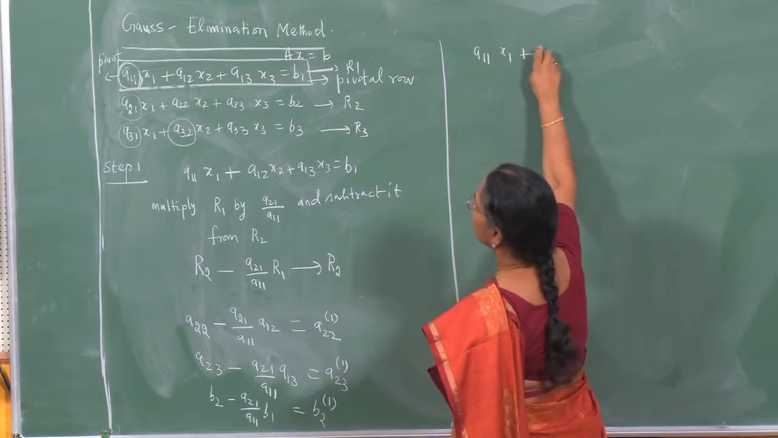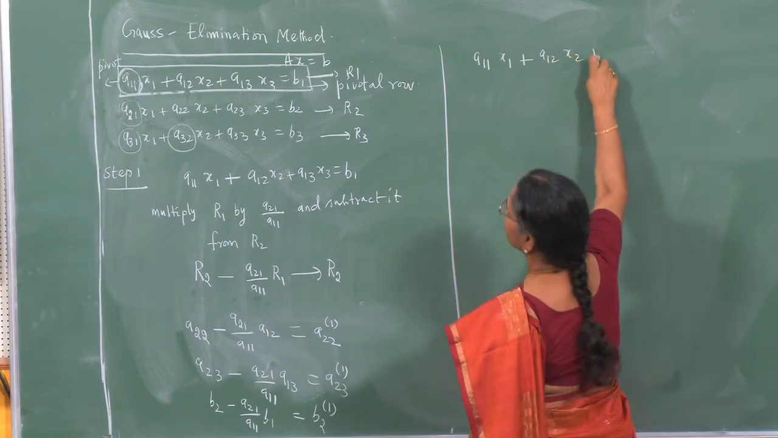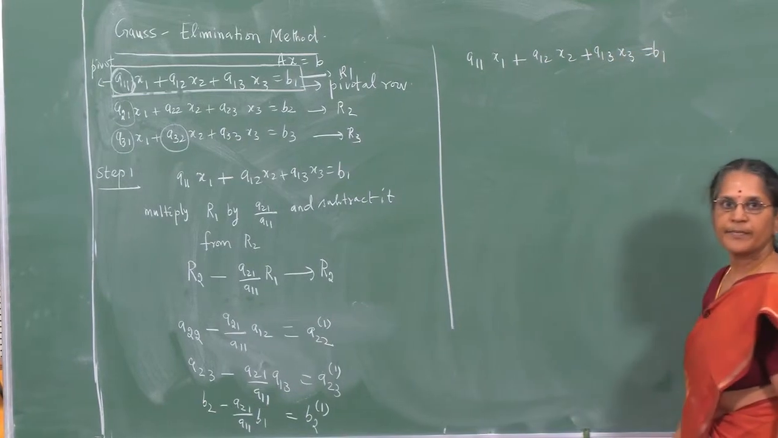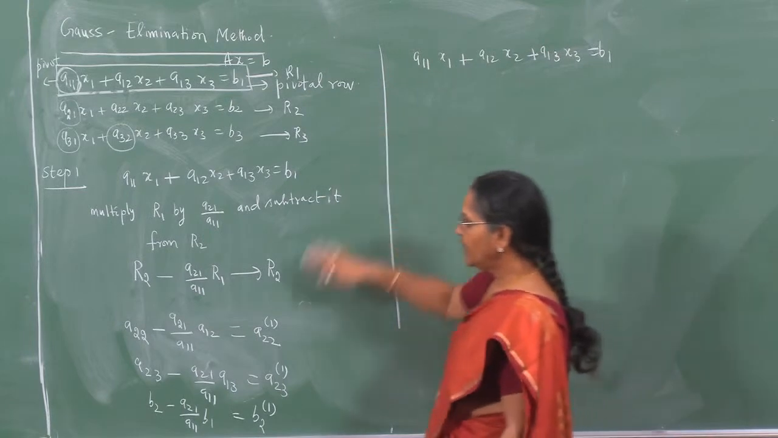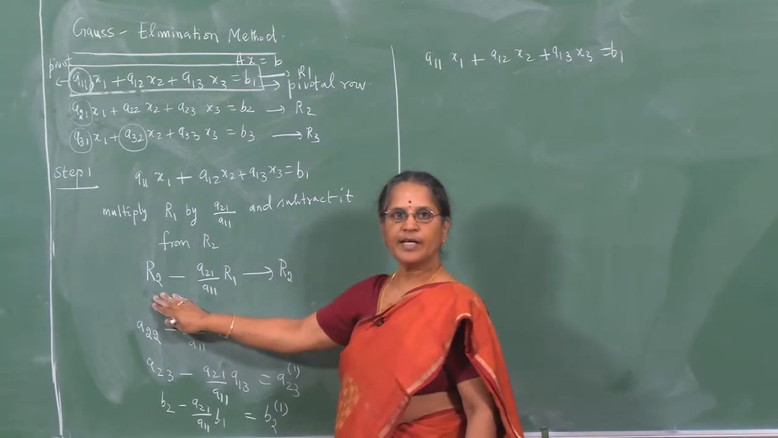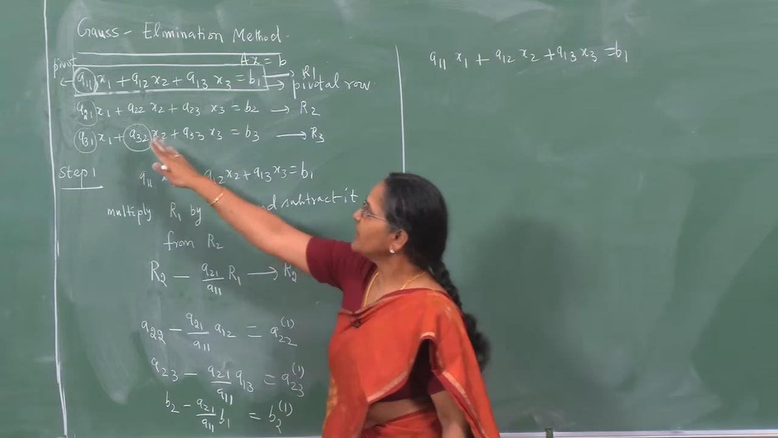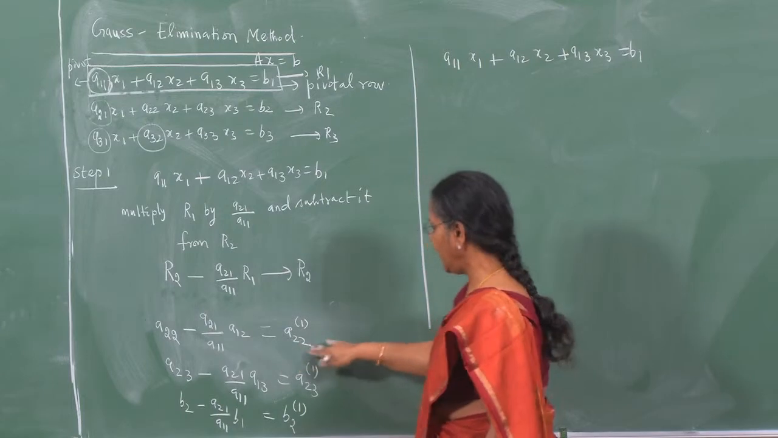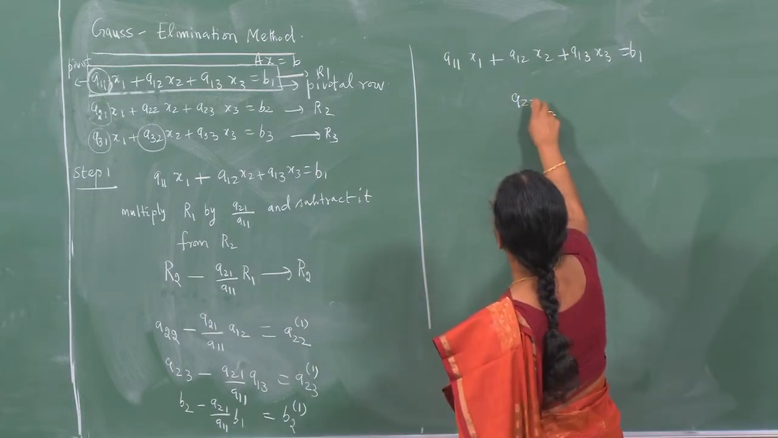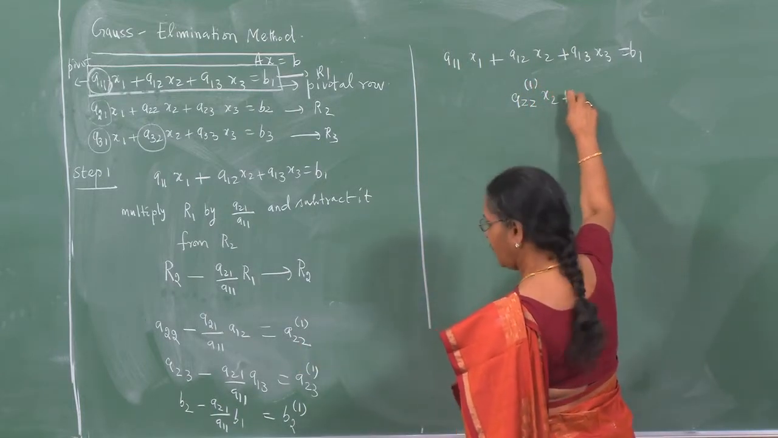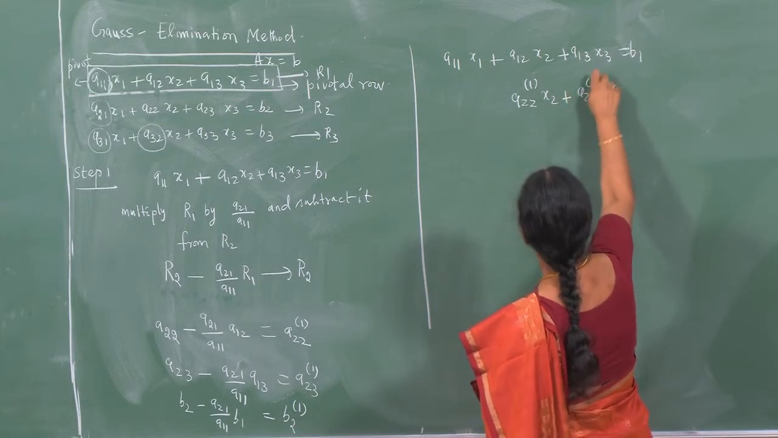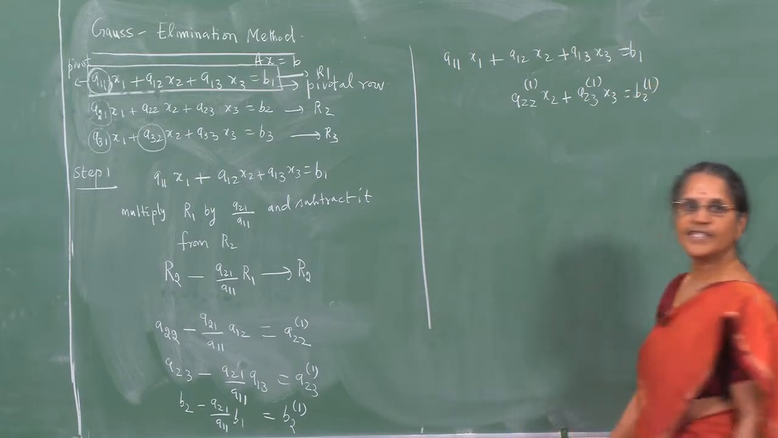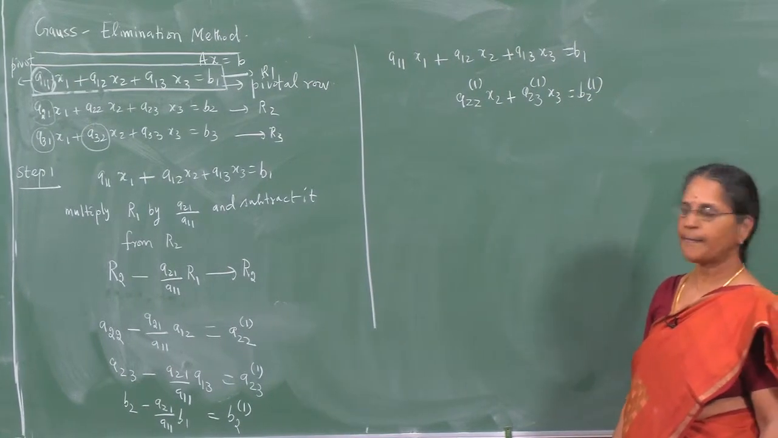The first equation remains as it is. It is the pivotal equation. So, I take it as it is. And I have performed an elementary row operation, and as a result the coefficient of x1 in the second equation is 0, the coefficient of x2 is A221. So, I write that here, and the coefficient of x3 is A231 and the right hand side is B21. So, this is my new second equation.